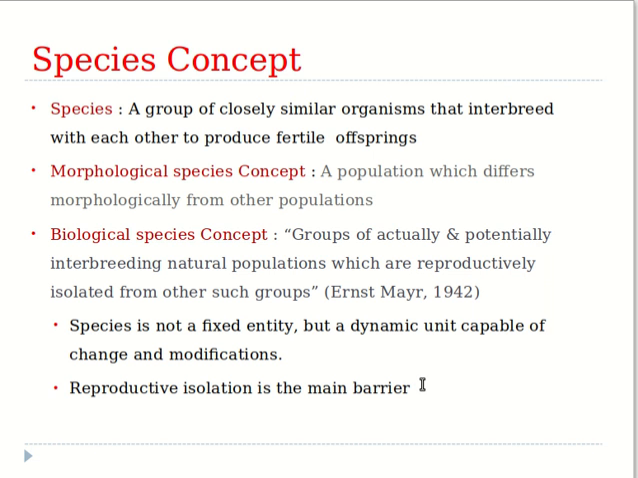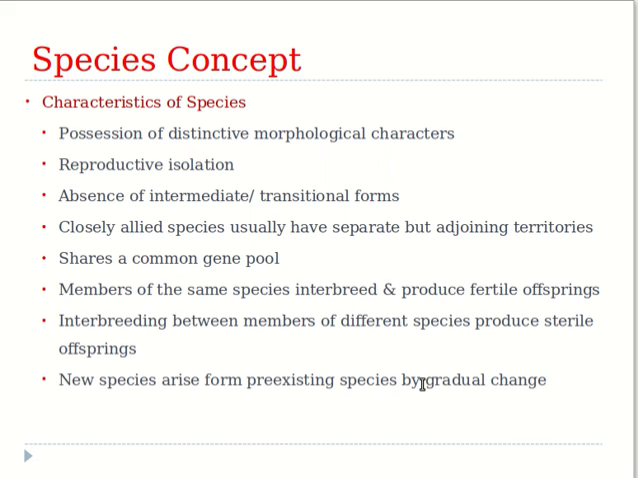Fine. Now, general characteristic features of a species. As a basic unit of classification and evolution, the species possess the following characters. The first one being possession of distinctive morphological characters. Obviously, each species does have distinctive morphological characters. You have been learning about the diversity.